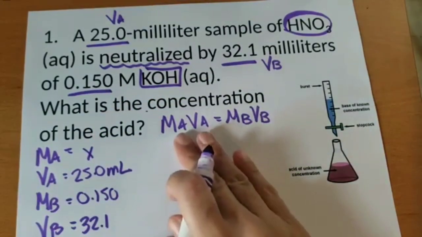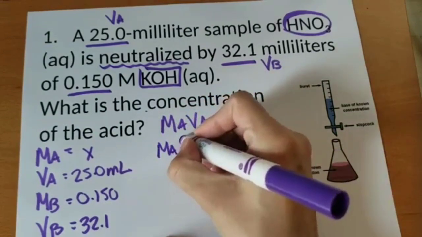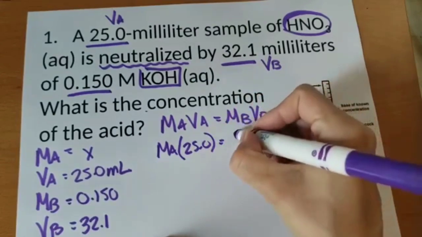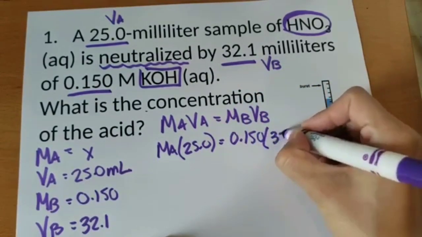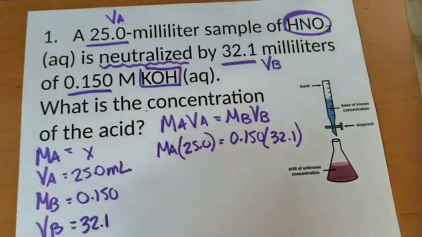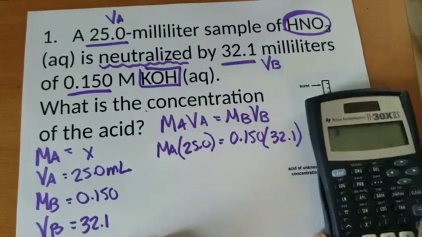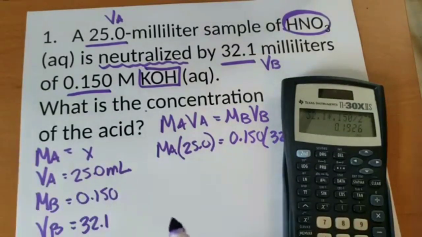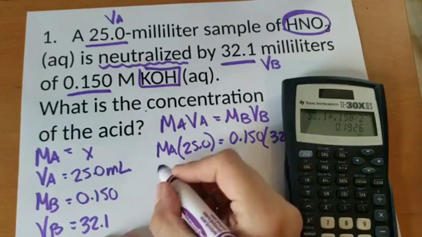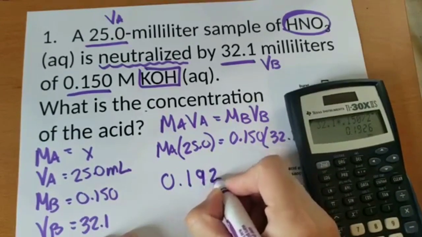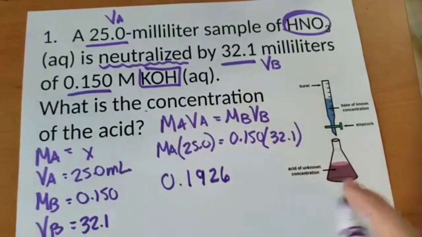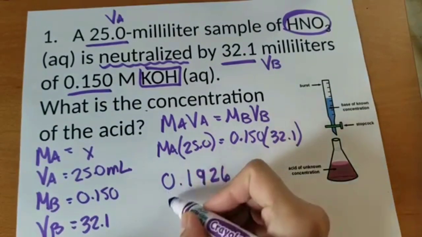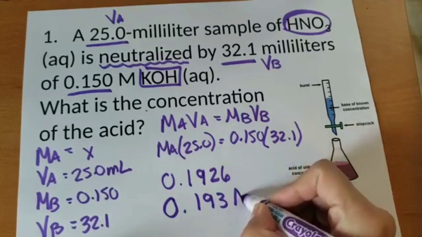From here, we're going to substitute into our equation from table T. Once we substitute, we can use our calculator to help us solve this problem. So you can see that our calculator answer comes out to 0.1926. Now when I look at the values given in the question, each value has 3 significant digits. So the best answer is 0.193 molar nitric acid.